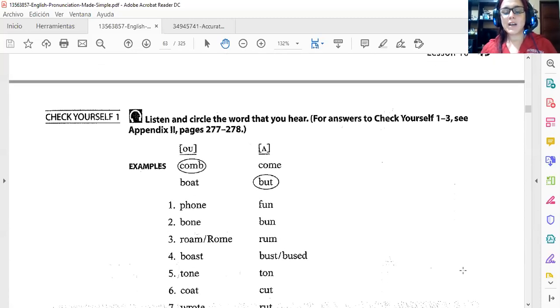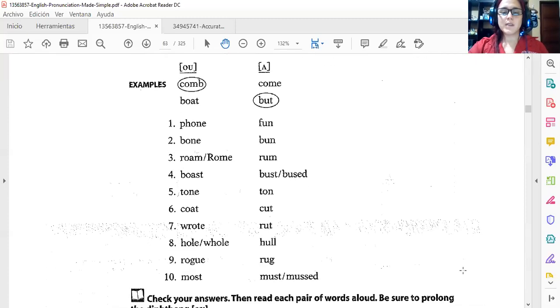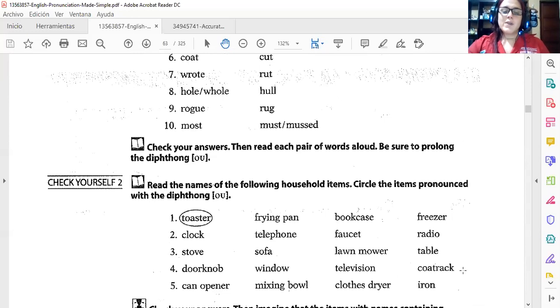Okay, so I'm going to ask you to please do these exercises yourself using the book's audios that are available in the virtual class platform. This one is about circling the word you hear. The word might be with O or might not be with O, so you just circle the one you hear, okay? If it is phone or fun, and so on. And remember, you have the answer key at the end of the book, so you can go ahead and check these ones.